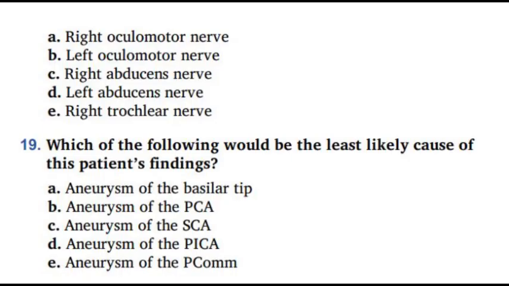So that being said, let's go back to our question. Which of the following is the least likely cause of the patient's finding? We've already said aneurysm of the basilar tip should cause third nerve palsy. Aneurysm of PCA should. Aneurysm of SCA should. So PICA will not. And aneurysm of PCOM should. So option D is the answer.